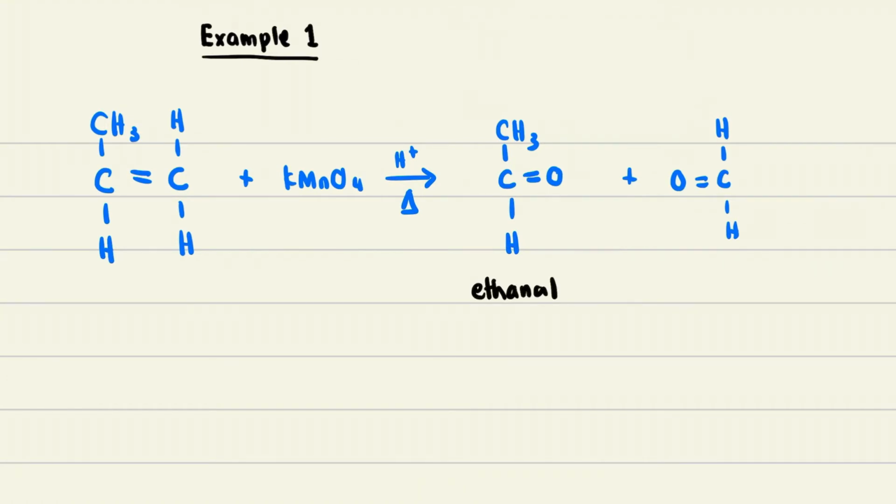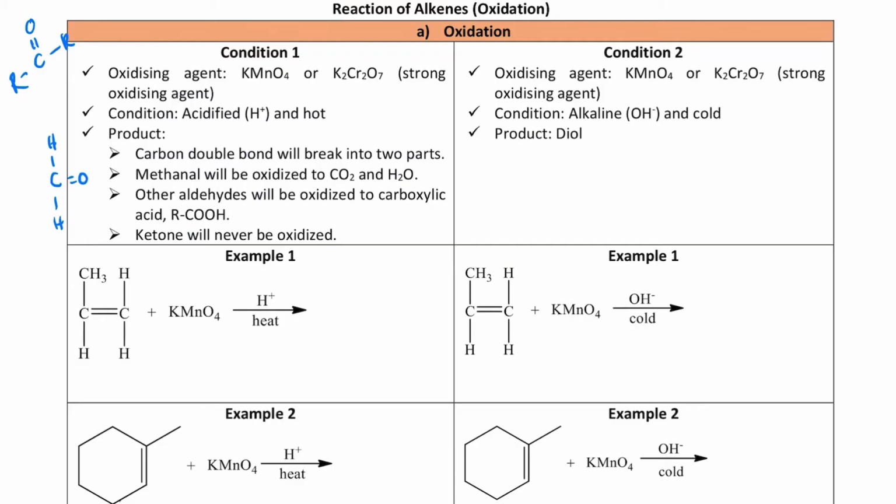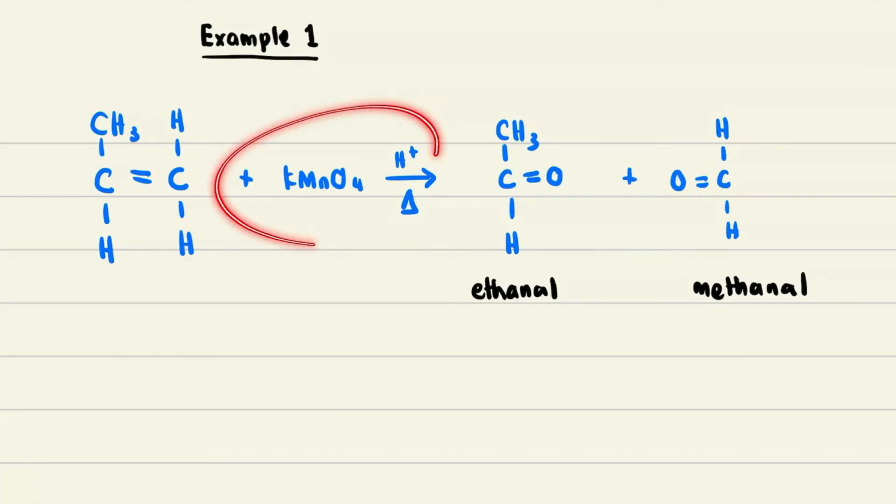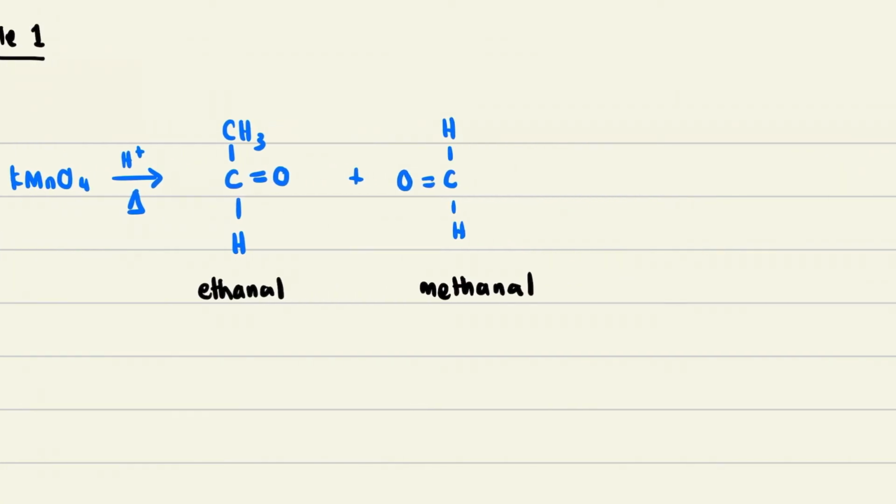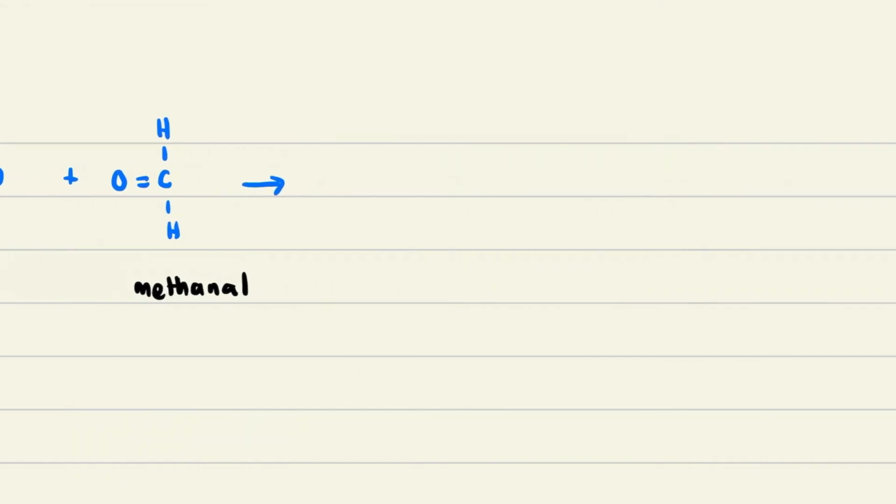And then this one dia ada C, satu je, lepas tu H. So ini adalah satu carbon dan dia aldehyde juga. So this is methanal. Okay, from the notes tadi saya cakap kalau methanal, okay, dia akan further oxidize lagi. Methanal will be oxidized to carbon dioxide and water. So since this is strong oxidizing agent, so oxidation dia tak akan stop dekat sini lah. Dia akan further oxidize lagi. Right, so jom kita oxidizekan. So that methanal actually akan oxidize jadi carbon dioxide and water.